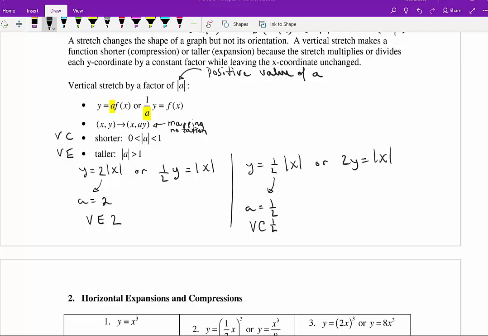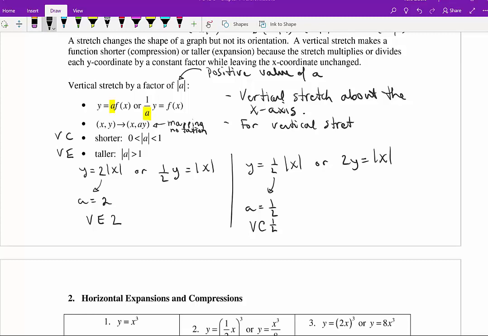Now, vertical compressions and expansions are called vertical stretches, and we say that it is a vertical stretch about the x-axis. Okay, that's the terminology that you will see in your homework. For vertical stretches, the invariant point is at (x, 0), meaning on the x-axis.